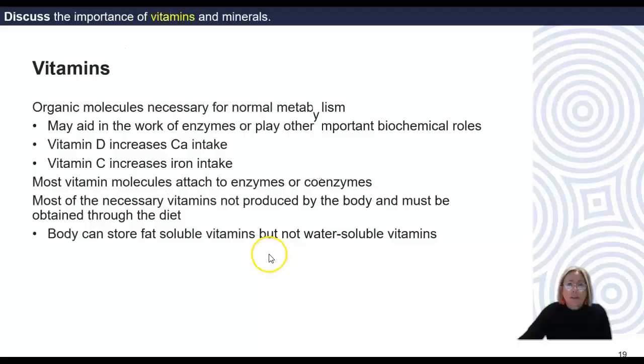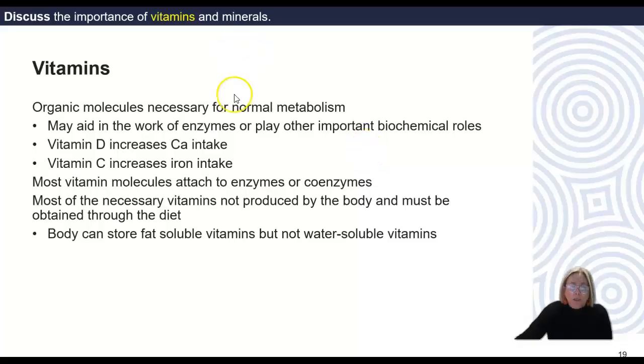We also need vitamins and minerals in our diet. Vitamins are organic molecules necessary for normal metabolism. They may aid in the work of enzymes or play other important biochemical roles. Coenzymes are organic non-protein catalysts that often act as molecule carriers. And many enzymes and coenzymes are useless unless the appropriate vitamin attaches to them and gives them the shape that allows them to function properly.